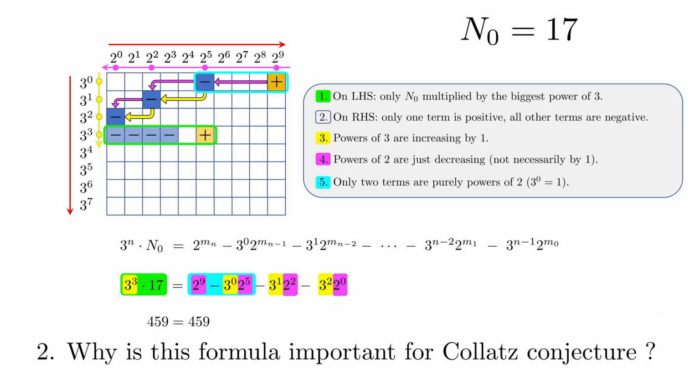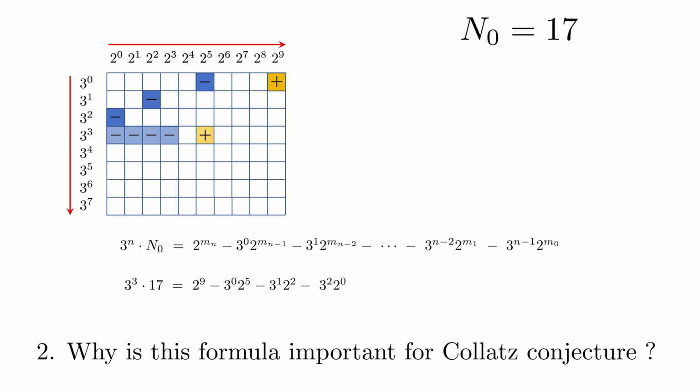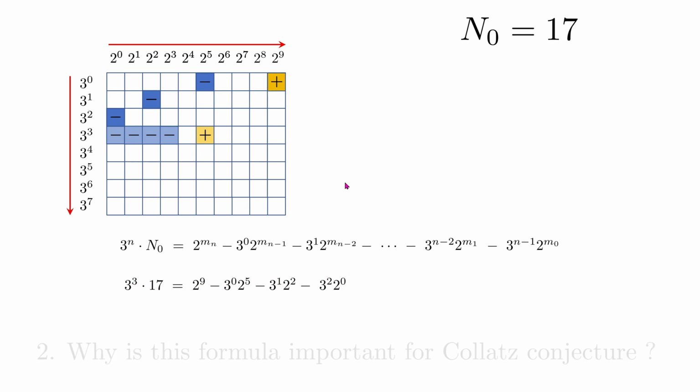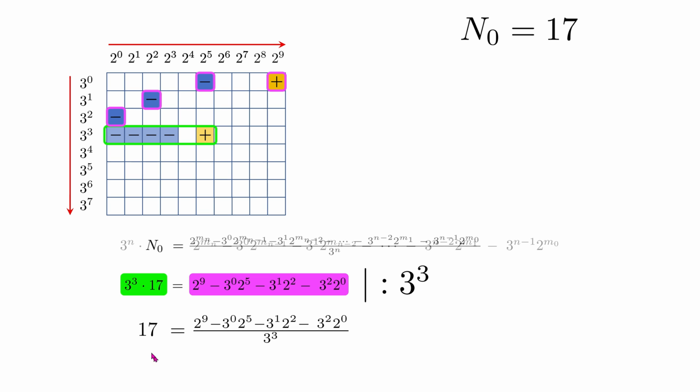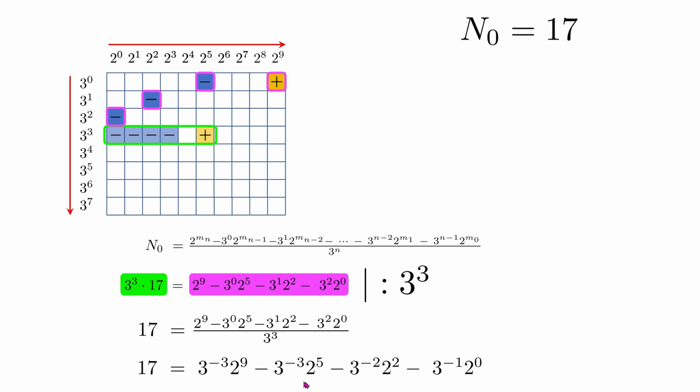Why is this formula important for the Collatz conjecture? We will clean unnecessary elements from the screen. Once again, what we have here is our initial number 17 multiplied by 3 to the power 3, and it is equal to this special representation highlighted here. In the next step, we will divide both sides by 3 to the power 3. So now on the left hand side we have 17, and on the right side we have a slightly modified formula.